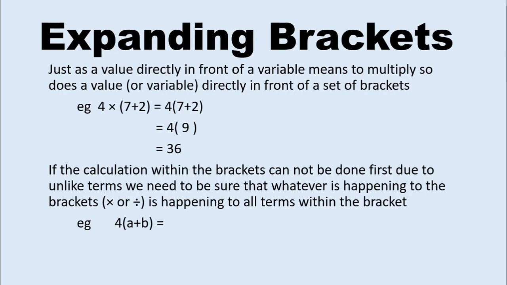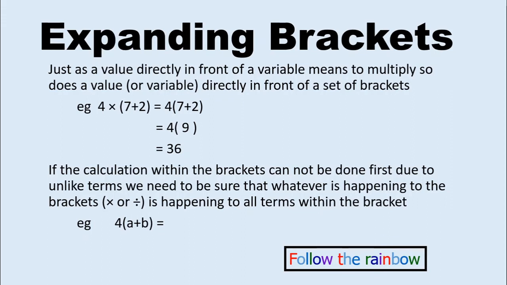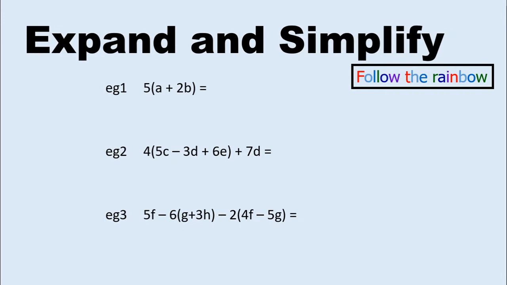So what I need to do is to make sure that that 4 gets multiplied by both the a and the b. And in order to do that, we follow the rainbow. That is, we draw a loop to show that the 4 is multiplying by the a, and we draw another loop to show that the 4 is also multiplying by the second term. 4 is timesing by the b. 4 times a is 4a, and 4 times b is 4b. Try these ones for yourself.